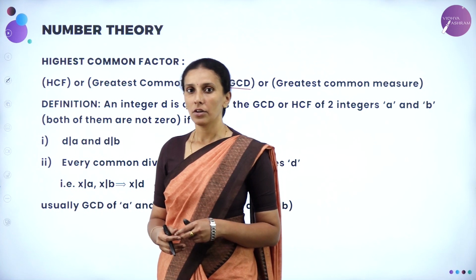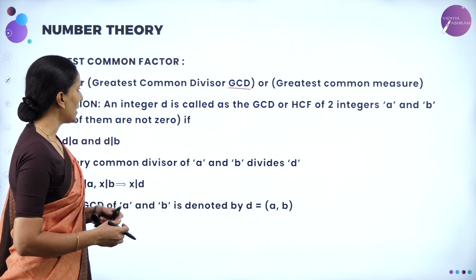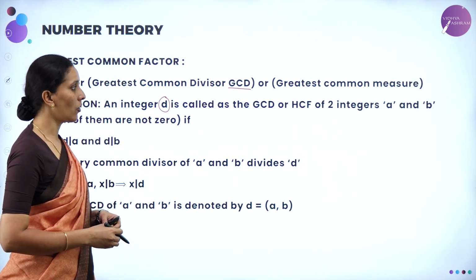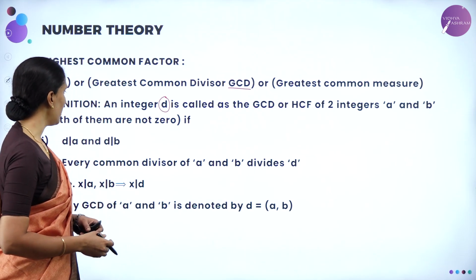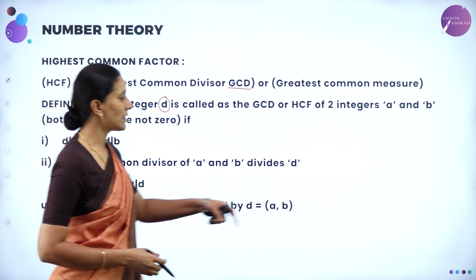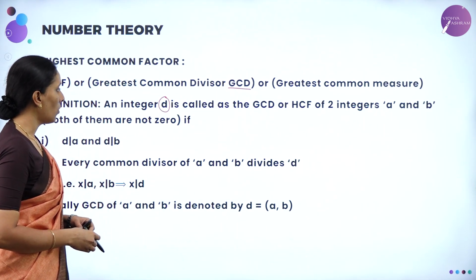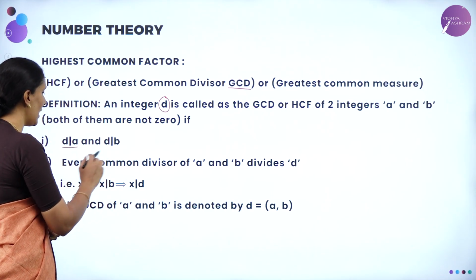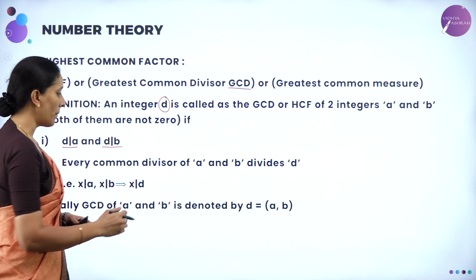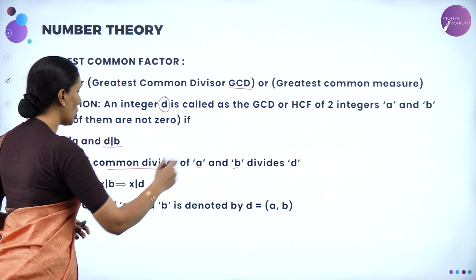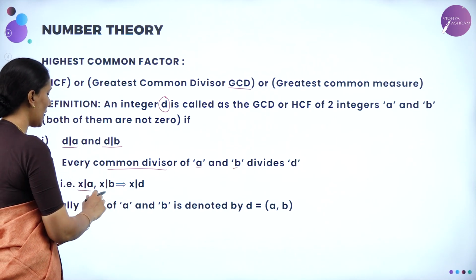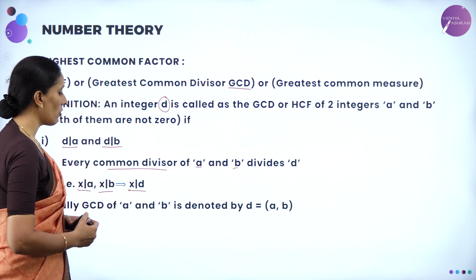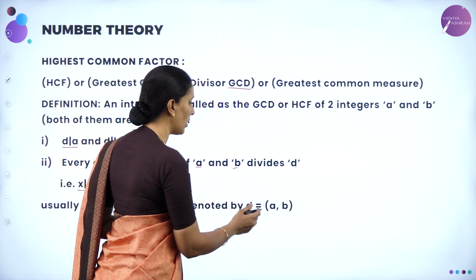So what does it mean? Let us consider an integer D. An integer D is said to be the highest common factor or GCD of two integers A and B, both of them not 0. That means here A and B are not 0. So we say D is the HCF of A and B only if D divides A and D divides B, and every common divisor which divides A and B will also divide D. Suppose if X divides A and X divides B, we say X also divides D. So usually GCD of A and B is denoted by D is equal to (A, B).